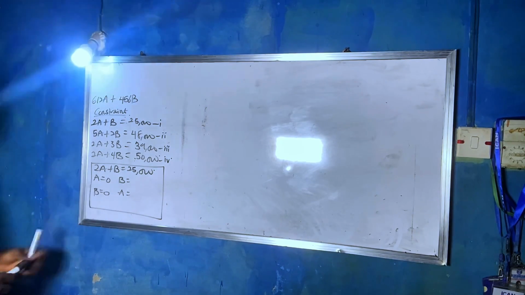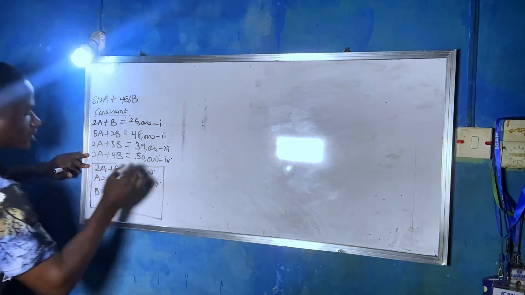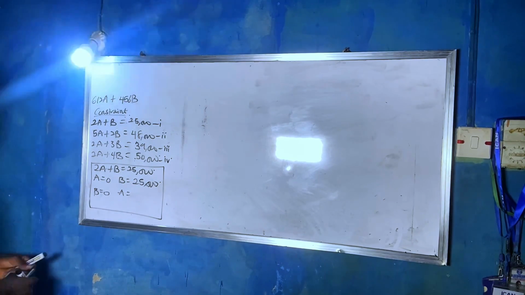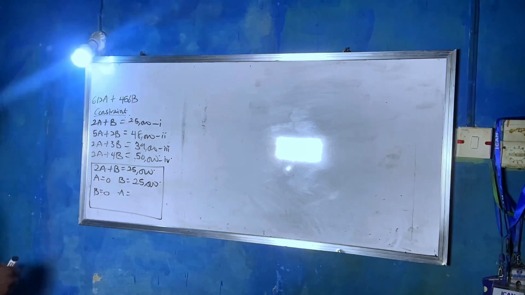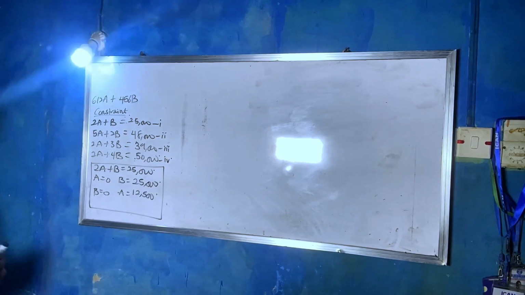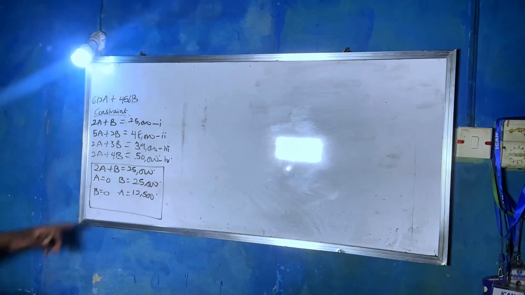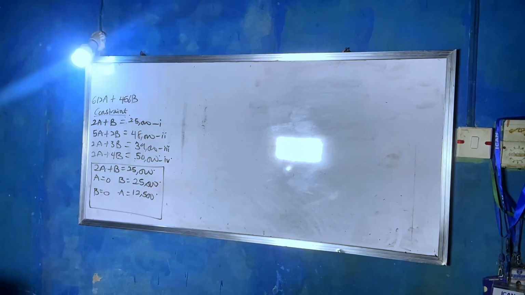So if my A is equal to 0, 2 times 0 is 0, then B is equal to 25,000. And if my B equals 0, 25,000 divided by 2 will give me what my A will be, and that's 12,500. So from equation 1, which is 2A plus B equals 25,000, if my A is equal to 0, B equals 25,000, and if my B equals 0, A is 12,500. So let's see equation 2.